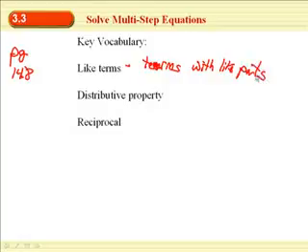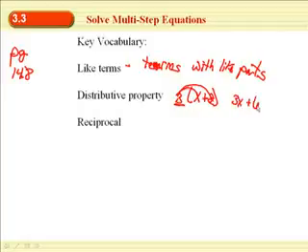Okay, we have the distributive property. That's when you have a situation like this, 3 times x plus 2, and you multiply. That's a number or a letter times a sum or a difference, and that would equal 3x plus 6. Reciprocals are when you take a fraction and you flip them over.